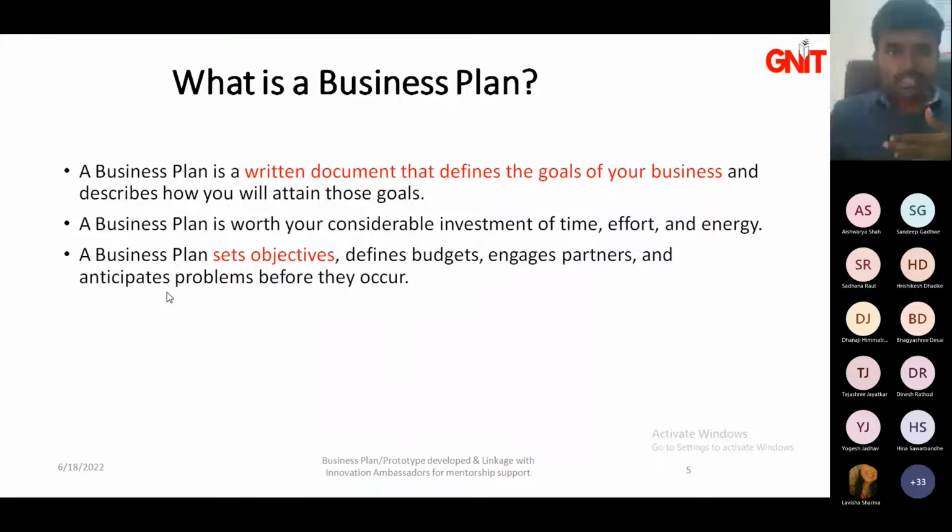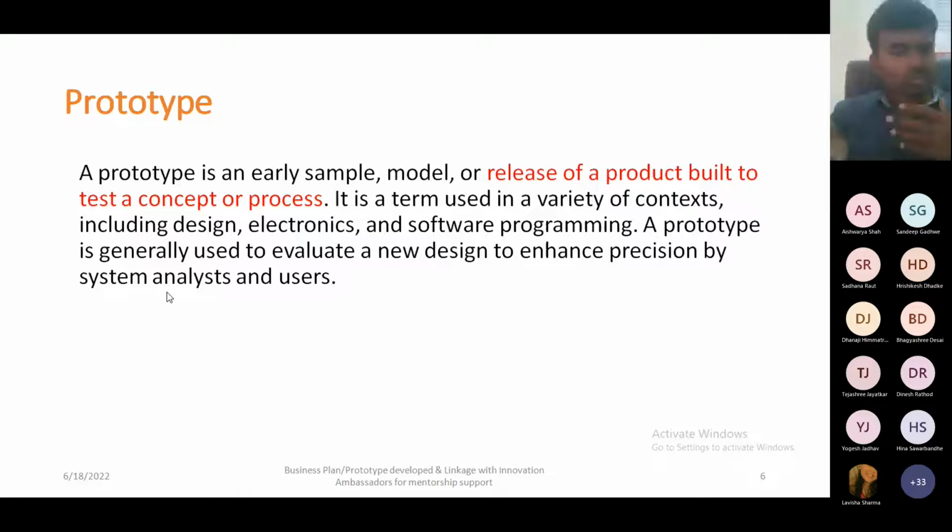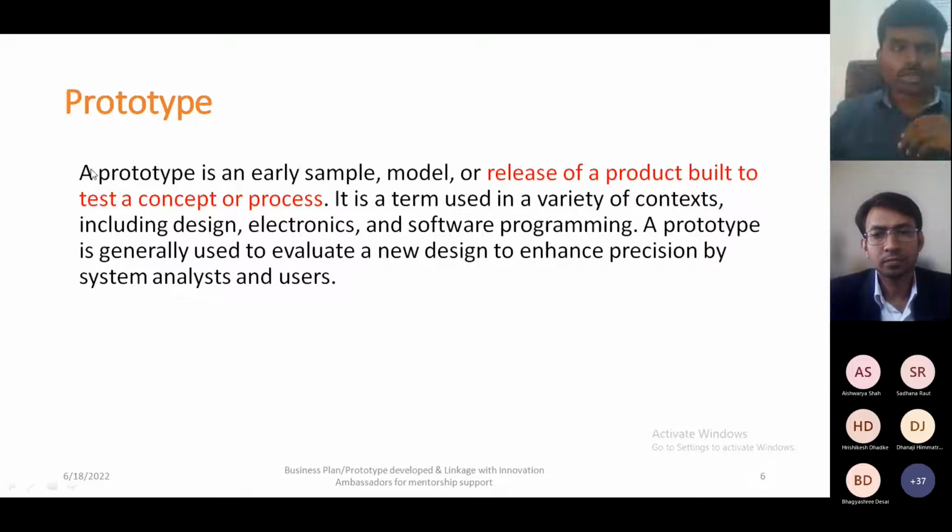So this is the business plan and prototype. You have to create the business plan and prototype. A prototype is a product built to test a concept or process. So this is the testing product. You have to create a small prototype. It may be a physical prototype or a digital prototype. A digital prototype may be made using certain apps, where you can control heartbeats and find things like that, or make any plans. That may be a digital prototype, or a physical prototype creating certain components on a small scale, and you have to check. The term is used in a variety of contexts including design, electronics, and software programming. That's what I said. You can go for a digital or a physical prototype.